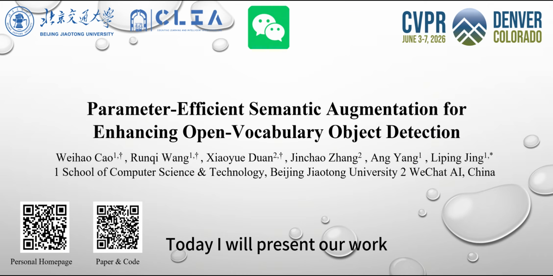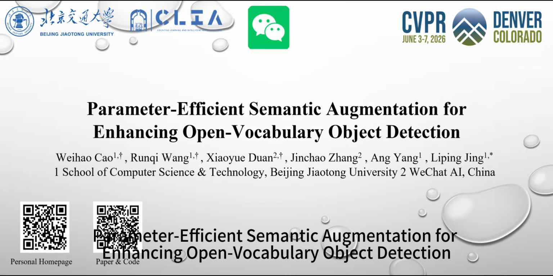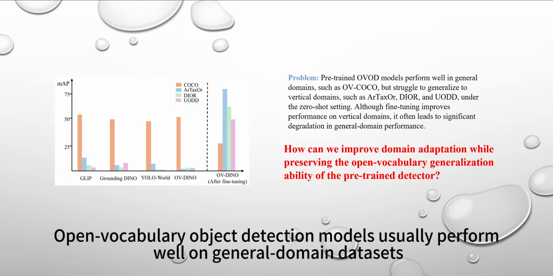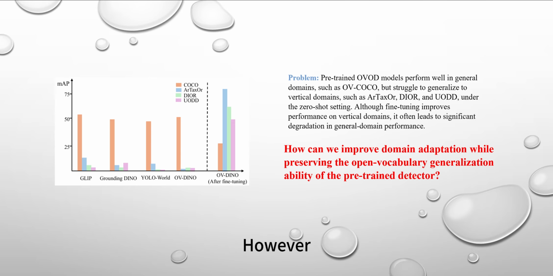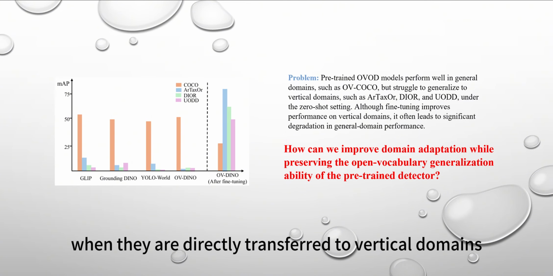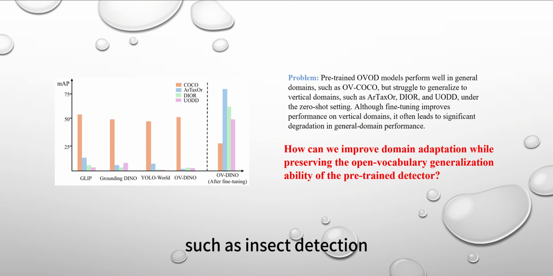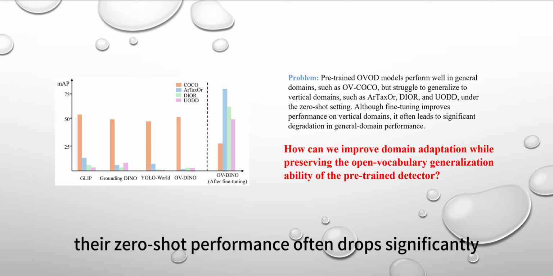Today I will present our work, Parameter Efficient Semantic Augmentation for Enhancing Open Vocabulary Object Detection. Open vocabulary object detection models usually perform well on general domain datasets, such as OVCOCO. However, when they are directly transferred to vertical domains, such as insect detection, remote sensing, or underwater object detection, their zero-shot performance often drops significantly.